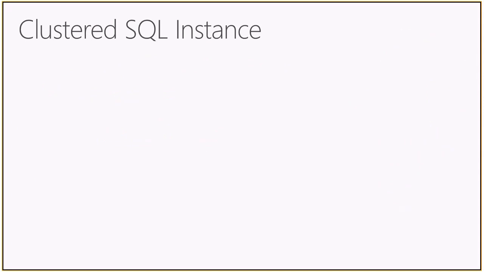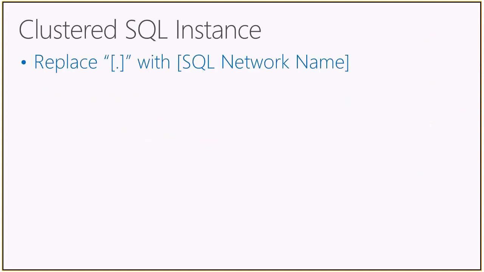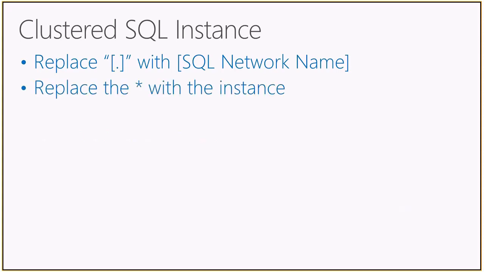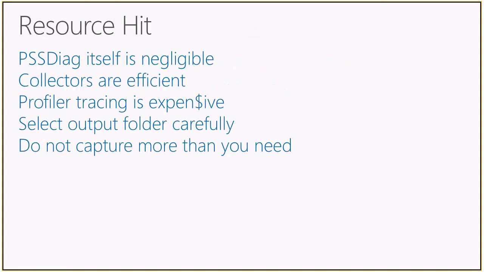If your customer has a clustered SQL instance, then you need to replace the period in the SQL Server name with the actual SQL network name, that virtual network name that Todd talked about last week. And you need to replace the asterisk, which is by default in the instance field, with the actual instance name if you're running it against a named instance. Okay, that's it for that.